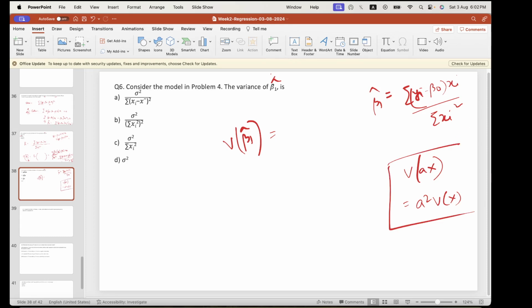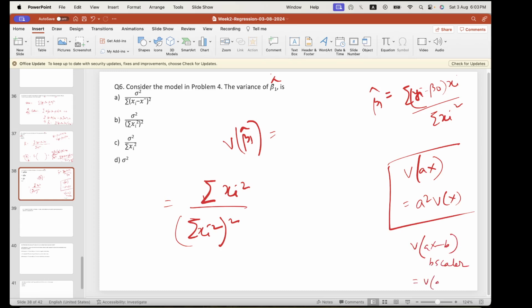So now if variance of beta 1 hat we have to calculate, then we write it like this: 1 by summation xi square whole square, because this is non-random, this comes out. Then the yi's are independent, which is something we should keep in mind. So we'll have summation xi square, and variance of ax minus b, where b is a scalar, is actually variance of ax. So beta naught doesn't matter, and we write variance of yi. Then one cancels, and we are left with sigma square by summation xi square. This is the variance of beta 1 hat.